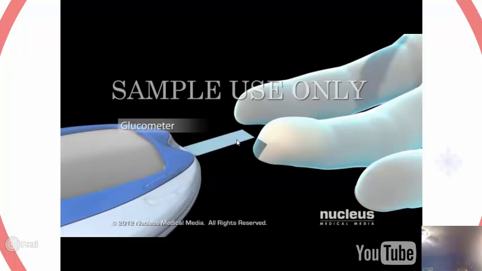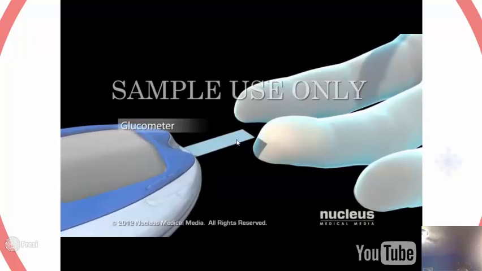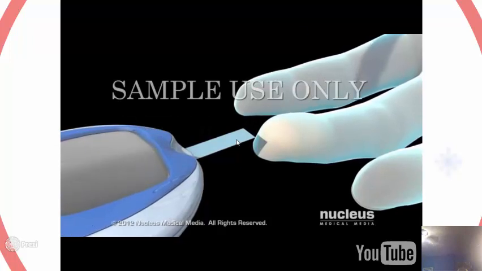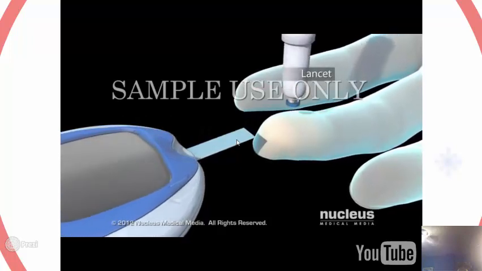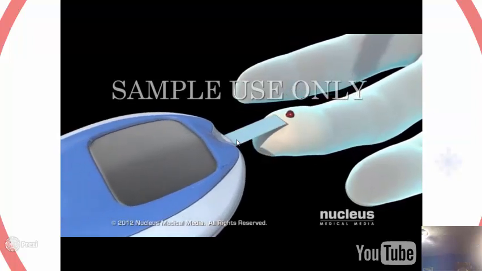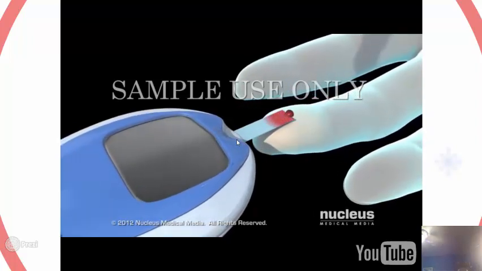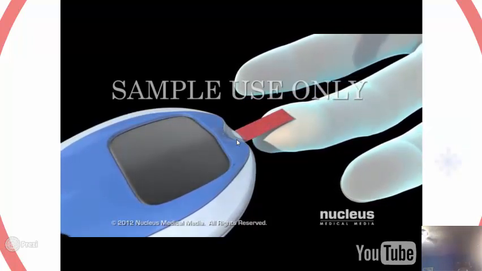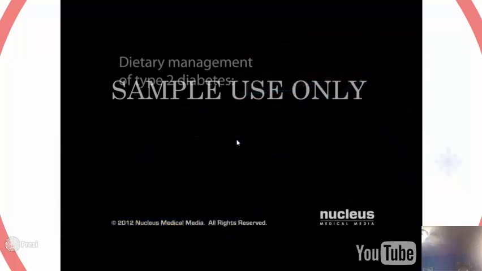You will need to check the level of glucose in your blood frequently with a glucometer. To do this, you will prick your finger with a small needle called a lancet and place a drop of blood on the strip attached to the glucometer. Based on your blood glucose level, you may need to adjust your meals, physical activity, or medication dose.